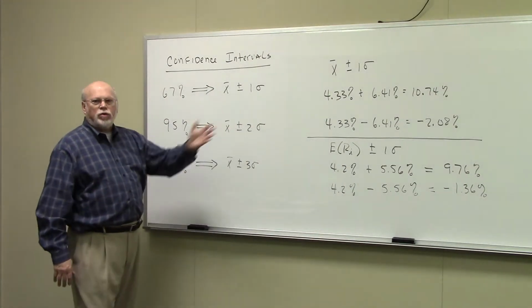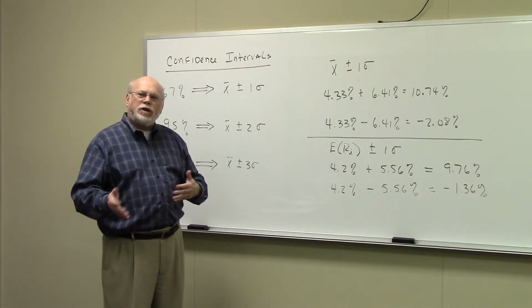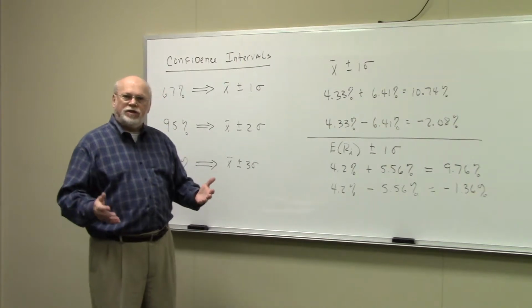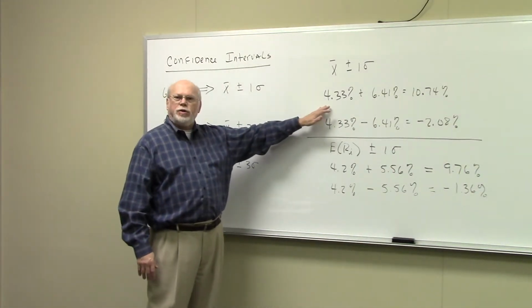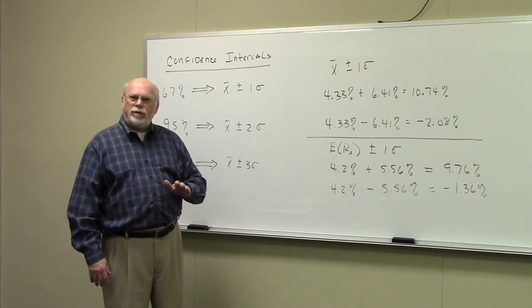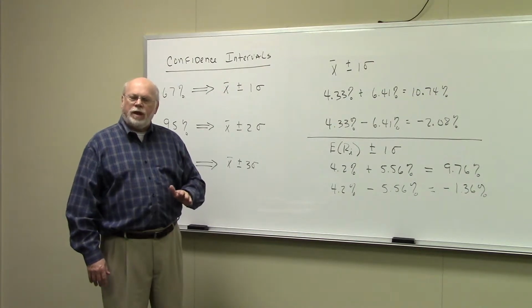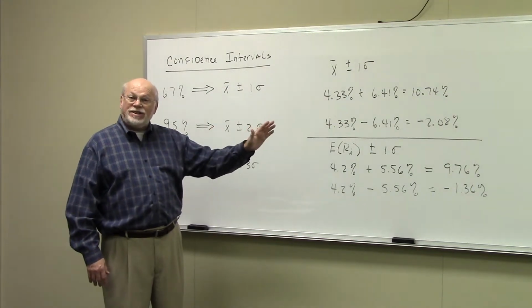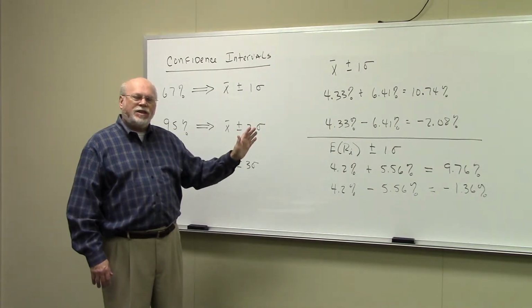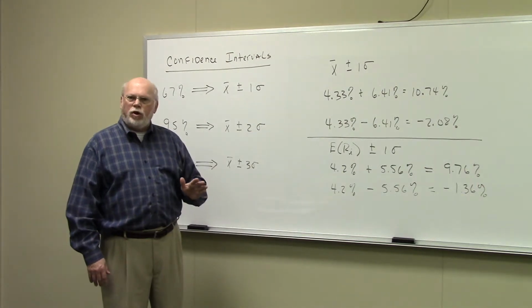Now, with our historical distribution, we would take the mean of the distribution plus or minus one standard deviation to come up with the 67% confidence interval. And the mean of the historical distribution that we calculated was 4.33%. The standard deviation was 6.41%. So if you take the mean and add 6.41%, you get 10.74. If you take the mean and subtract 6.41, you get a negative 2.08.